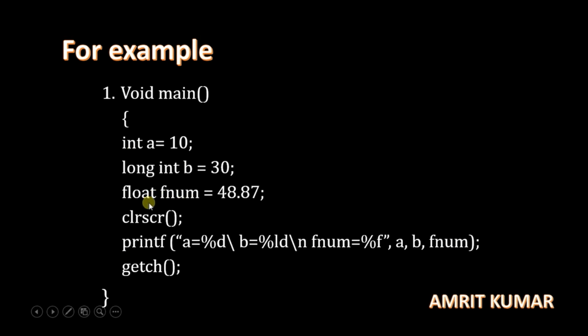F and M, float. Here you are seeing float, and float is larger than long, we can say. So F-num contains 48.87, B contains 30, and A contains 10. F-num is of type float, B is of type long int, and A is of type int.